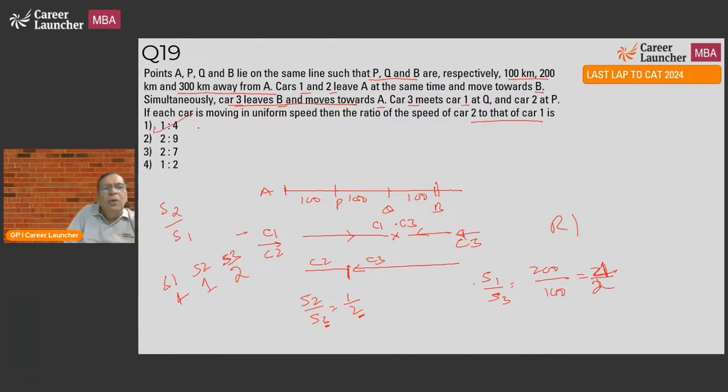So what is the ratio of speed of car 2 to car 1? 1 is to 4. So that is why I said, draw the figure. Many times when a question looks confusing, if you draw the figure, things become much clearer and you'll be able to get the answer with lesser effort. And hence it is important for me to read the question completely, even if it is lengthy. And if required, I'll draw a figure also to take a decision.